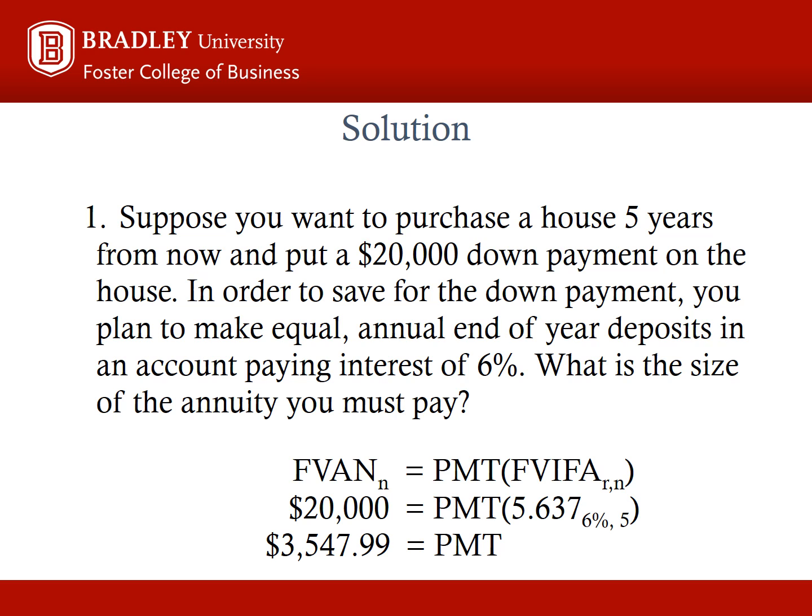So what that's saying is if I save $3,548 every year for the next 5 years, at the end of 5 years I will have the $20,000 to put down as the down payment for my house.